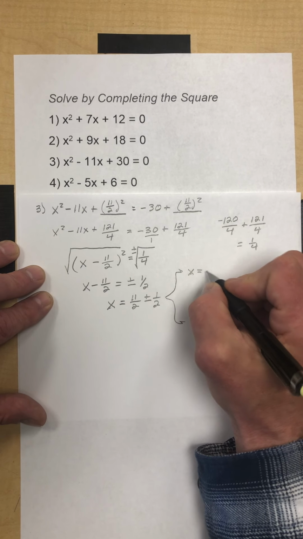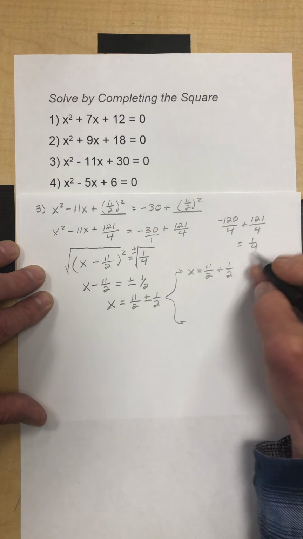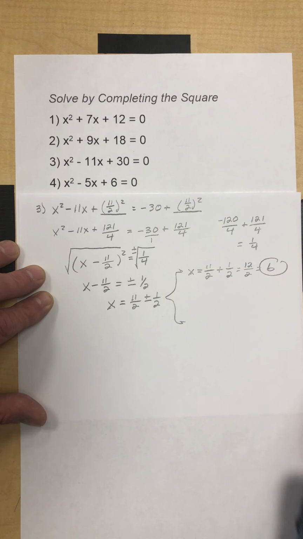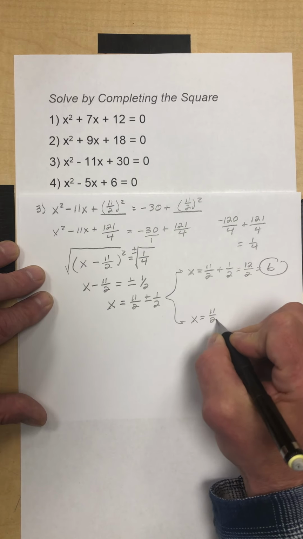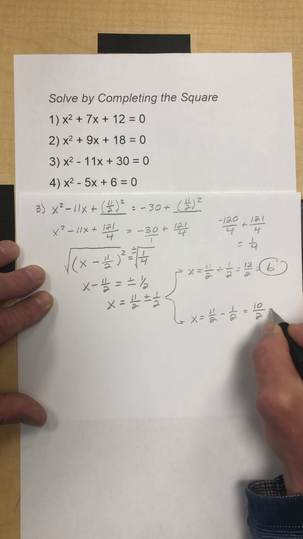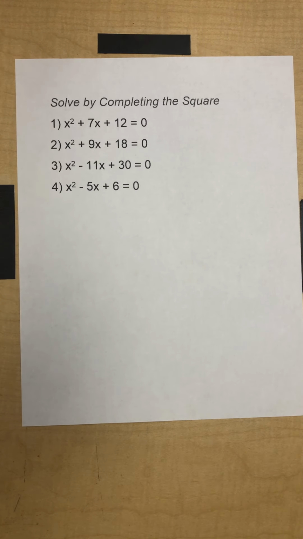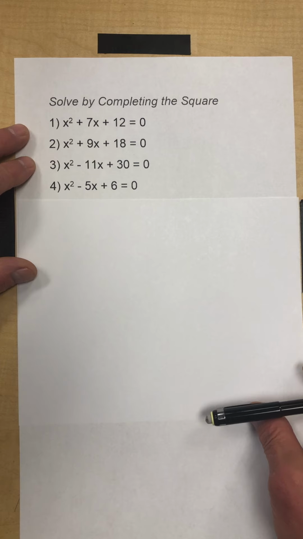So I get x equals 11 halves plus 1/2. That will give me 12 halves, which is 6. So 6 is one of my solutions. And then the other guy, x equals 11 halves minus 1/2. So that'll give me 10 halves, which is 5. And I got my other solution. Good shape there. Okay, last one here. Again, I know we're just getting some more practice in here. Last one.